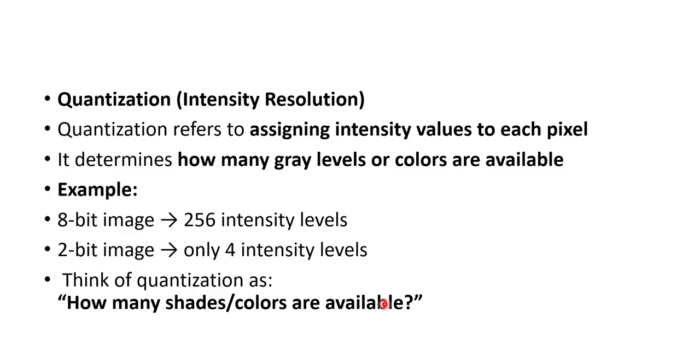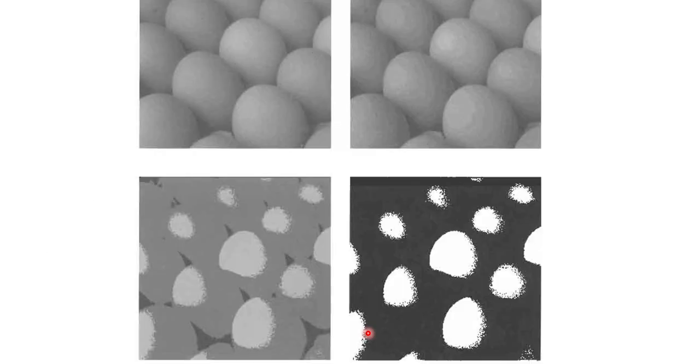Quantization refers to giving values to each of the pixels. If it is an 8-bit image, 256 intensity levels are possible, 0 to 255. If it is RGB, then for every pixel there are 3 values, one each for R, G, and B. Quantization is nothing but how many shades or colors there will be.